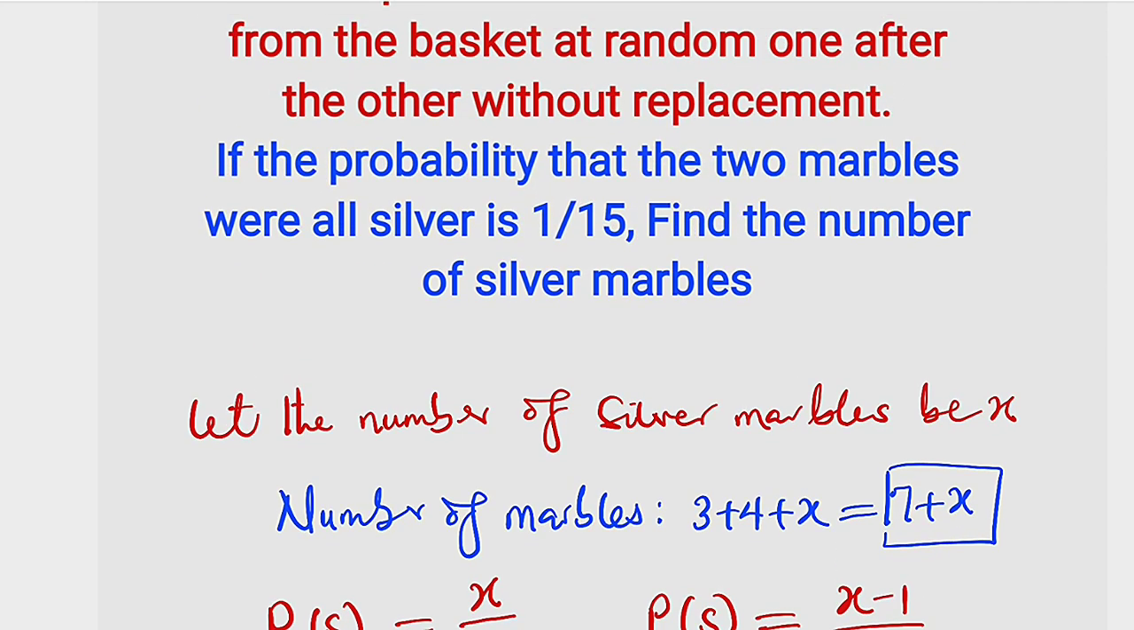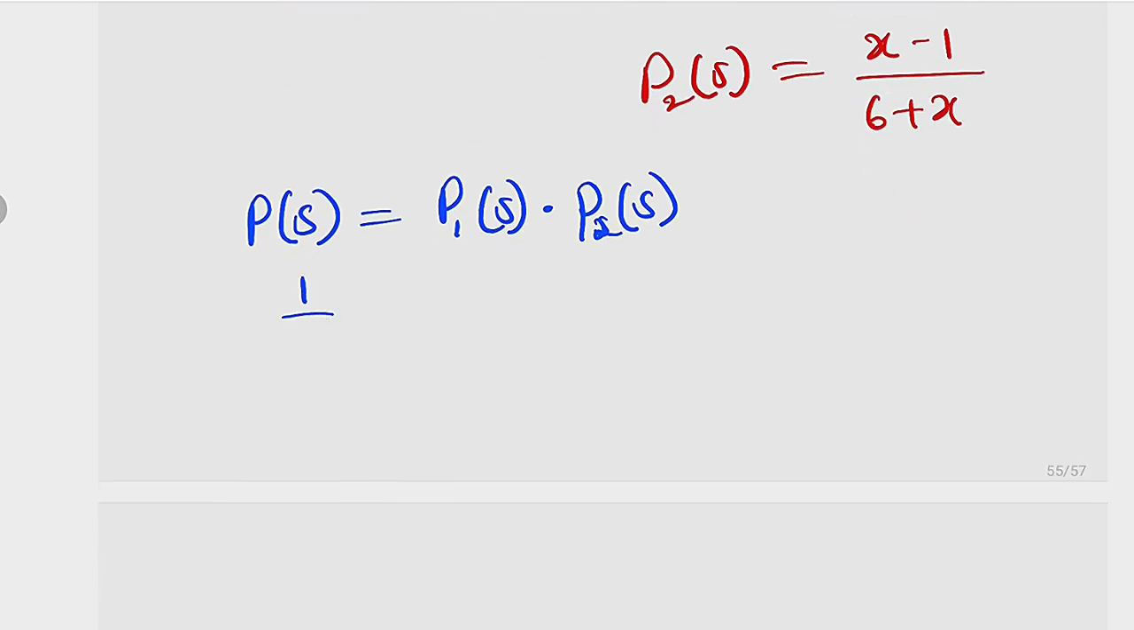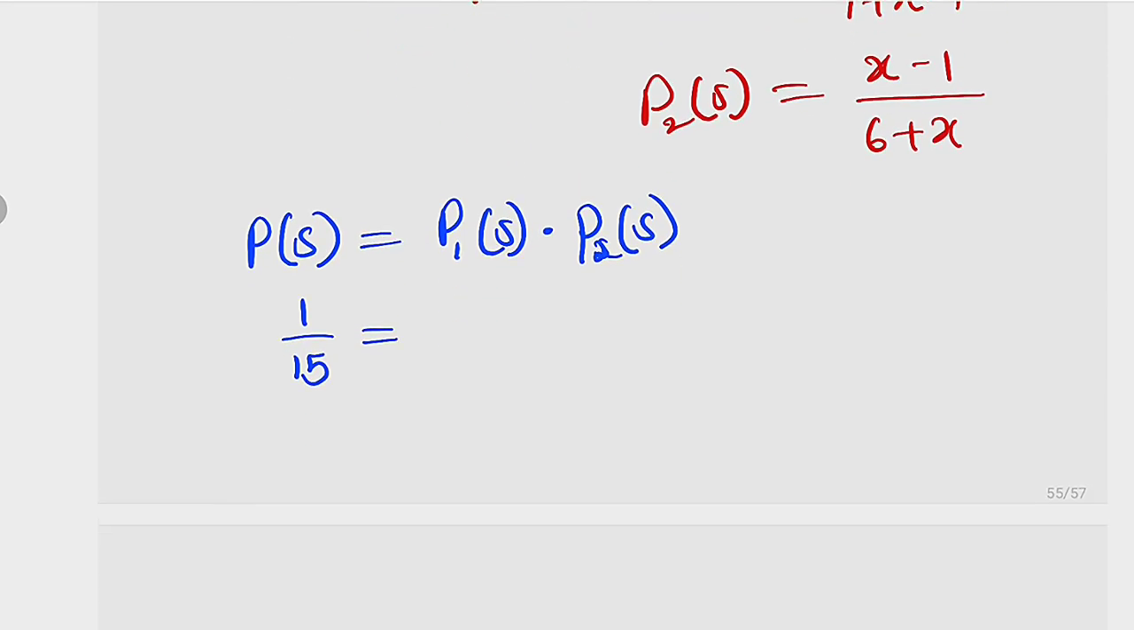So according to the question, if the probability that the 2 marbles were all silver is 1 divided by 15, so it means that the probability of picking this silver is 1 divided by 15, which is the same thing as first probability multiplied by the second probability. So this is 1 divided by 15 according to the question, and this will be, the first probability here is x divided by 7 plus x multiplied by the second, which is x minus 1 divided by 6 plus x.